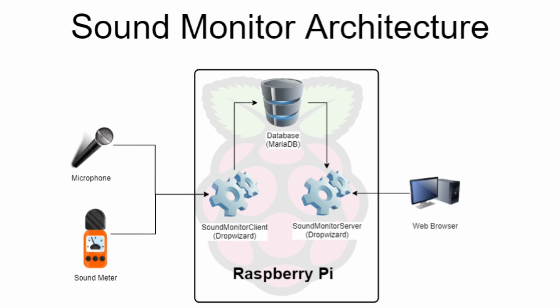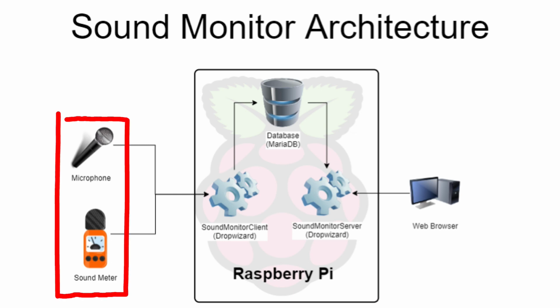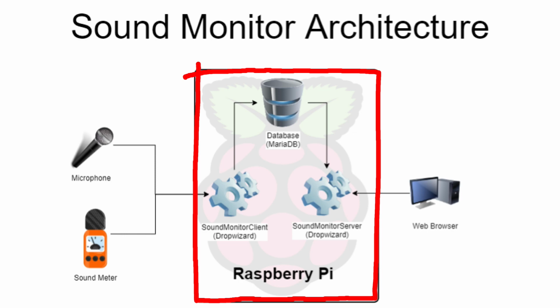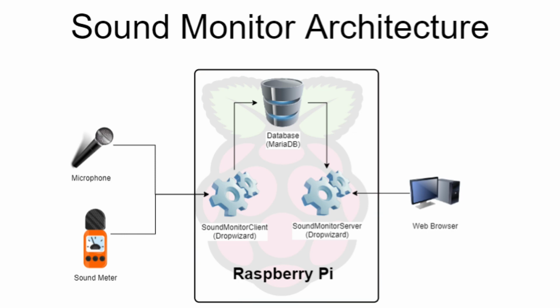Let's take a few minutes and have a closer look at the architecture of this system. Over on the left we have a microphone and sound meter, which we've already seen. In the center we have the software that's hosted by the Raspberry Pi, and we're going to go over these components in some degree of detail. And on the right we have a web browser where we saw the user interface just a few minutes ago. All sound samples and reports are stored in a MariaDB database. So let's go ahead and have a look at the database architecture.